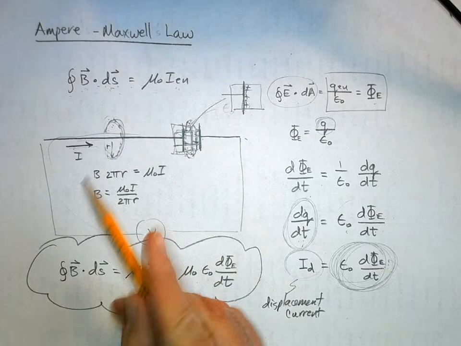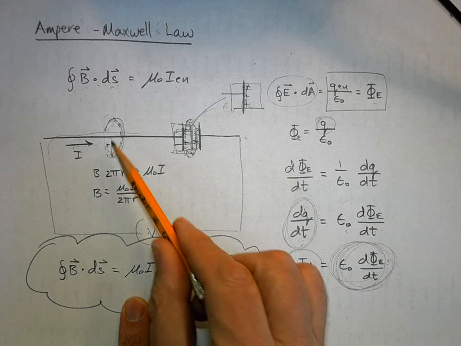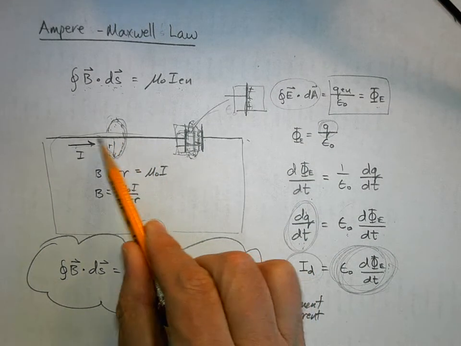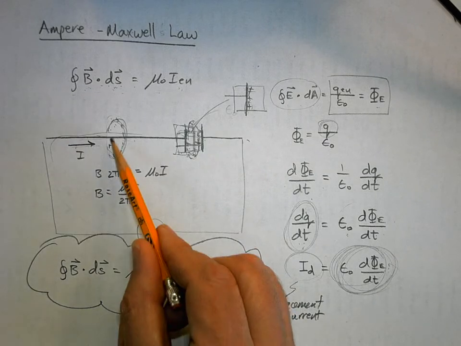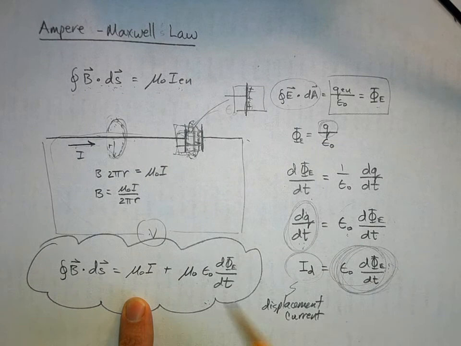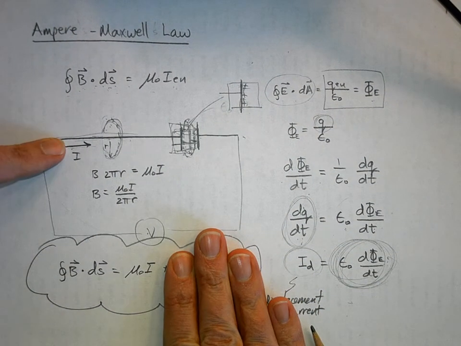Okay, think in this wire. We have a current going through this loop, don't we? But is there a capacitor there? No. Is there any changing electric flux in here? No. So this part is just 0. And we just have regular old Ampere's law.